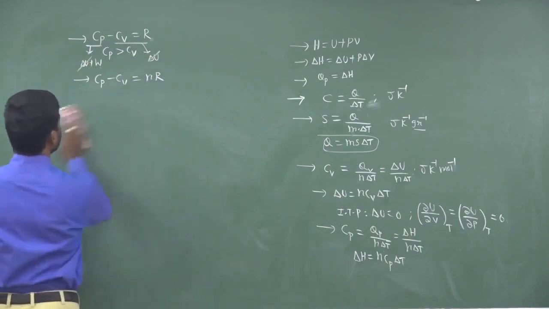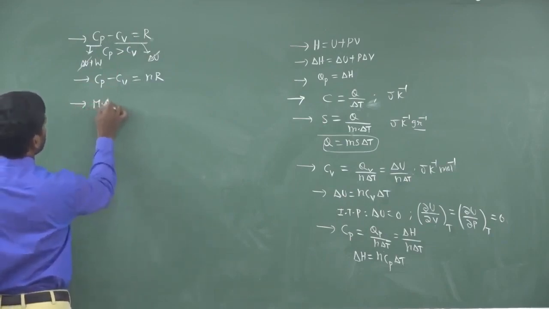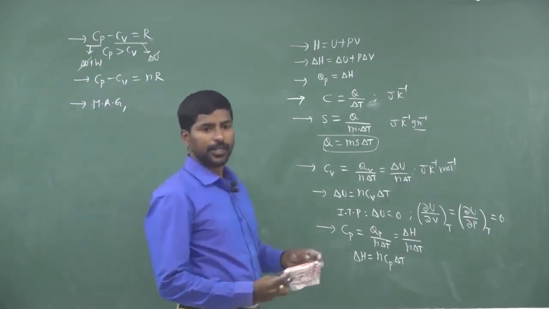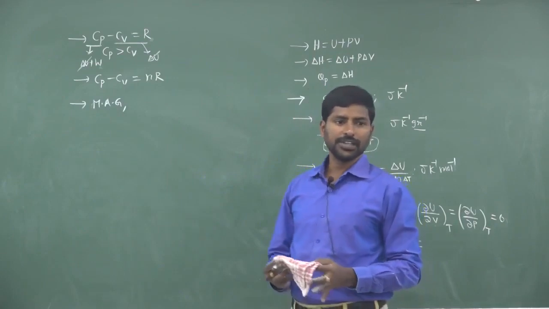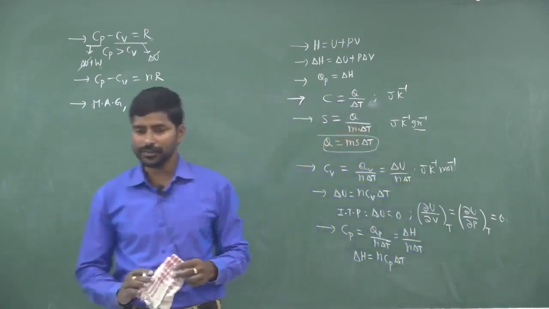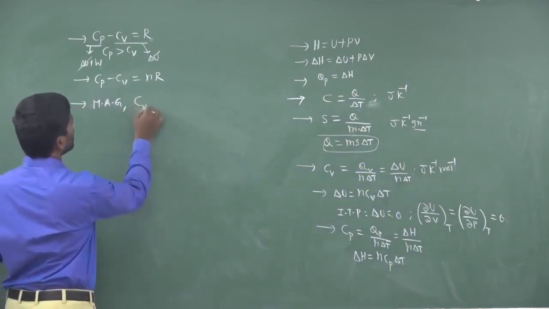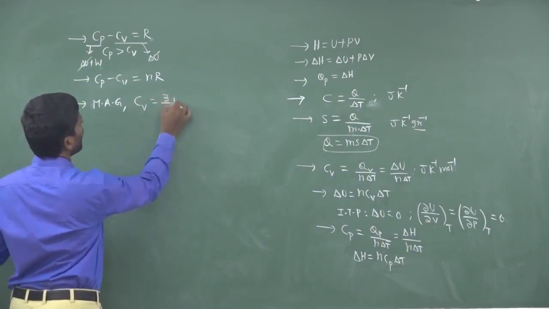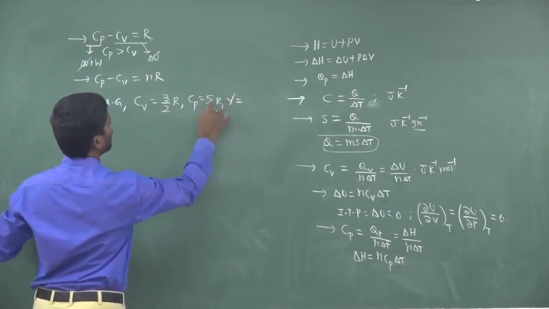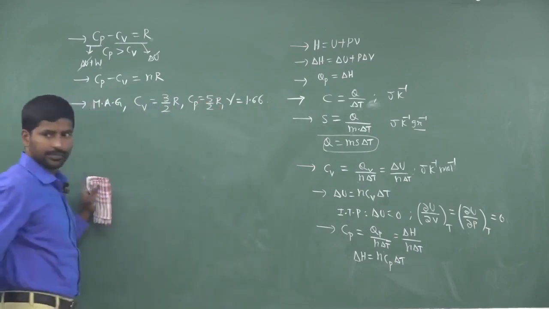What is the Cv value for monoatomic gas? Based on Cp by Cv, we can decide the atomicity of a given gas. Cp by Cv is indicated with gamma, which is called the adiabatic index, or heat capacity ratio. For monoatomic gas, Cv is 3 by 2 R and Cp is 5 by 2 R. So the gamma value is 5 by 3, which is 1.66.